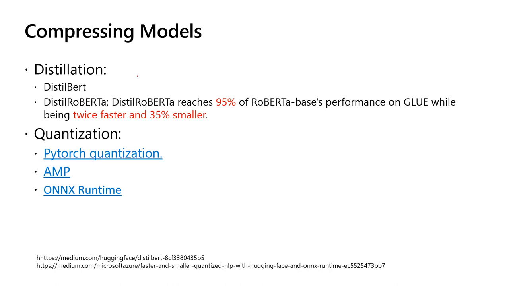Distillation can reuse the knowledge from the big model using much shorter time and also fewer resources compared to pre-training a smaller model from scratch. And it can also maintain good performance. For example, DistilRoBERTa reaches 95% of RoBERTa-base model performance on GLUE while being twice as fast and 35% smaller.